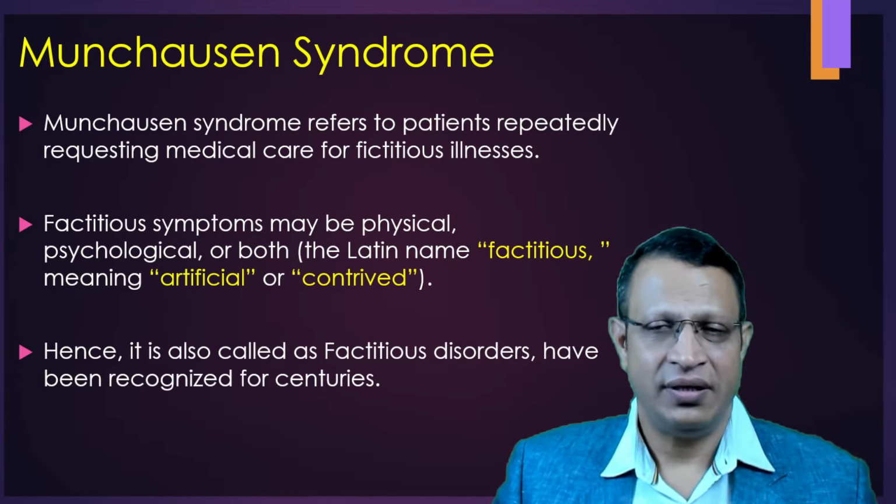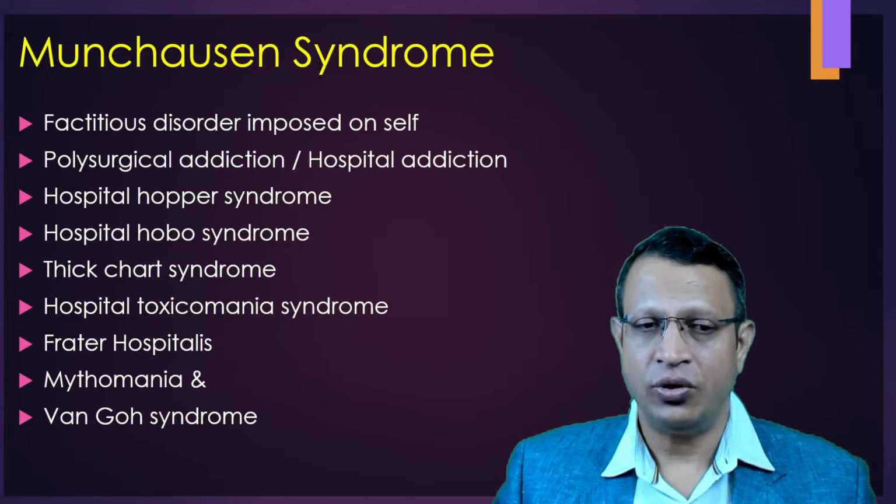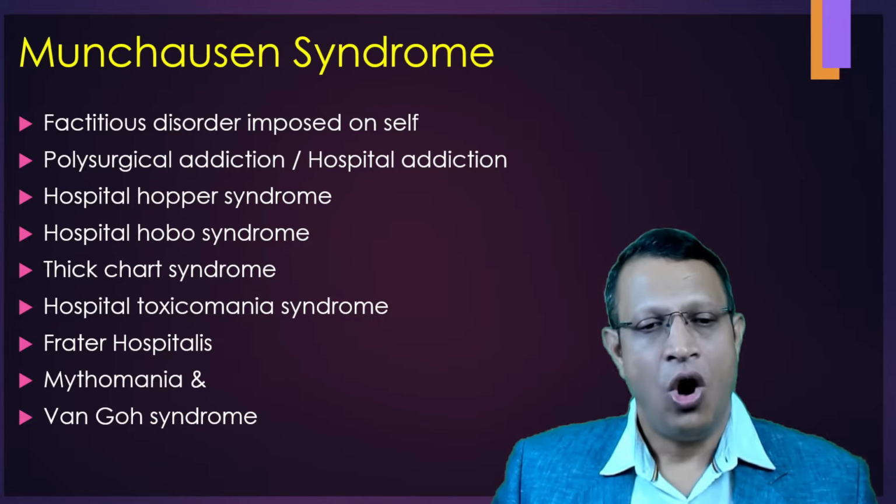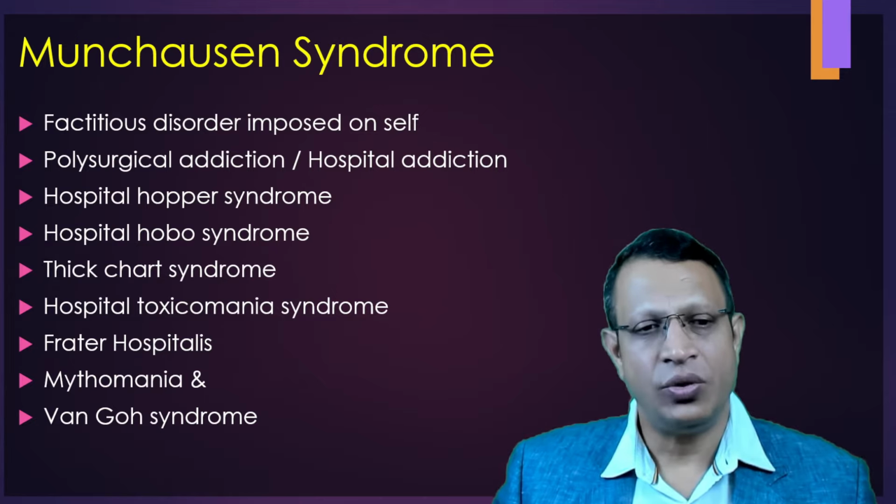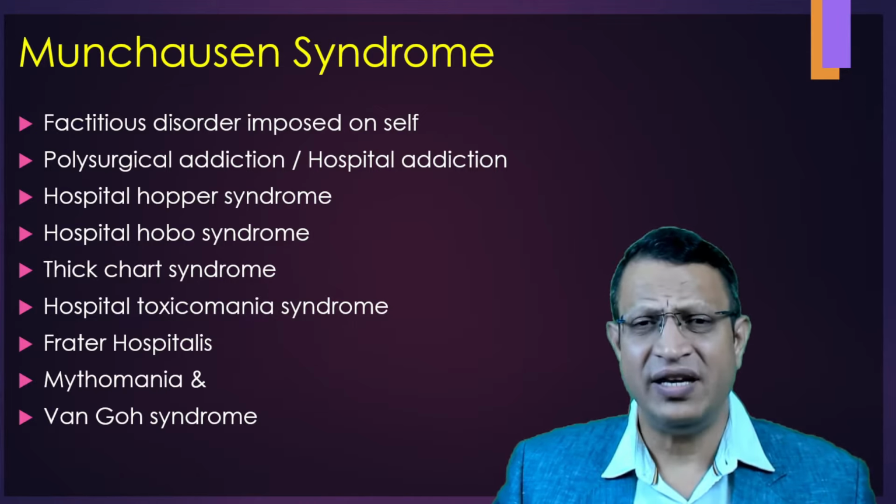This illness is also known by various other synonyms such as factitious disorder imposed on self. There is one more illness called factitious disorder imposed on others. Other names include polysurgical addiction, hospital addiction, hospital hopper syndrome, hospital hobo syndrome, thick chart syndrome, hospital toxicomania syndrome, frater hospitalis, mythomania, and Van Gogh syndrome. These are the various names that have been given to Munchausen syndrome.